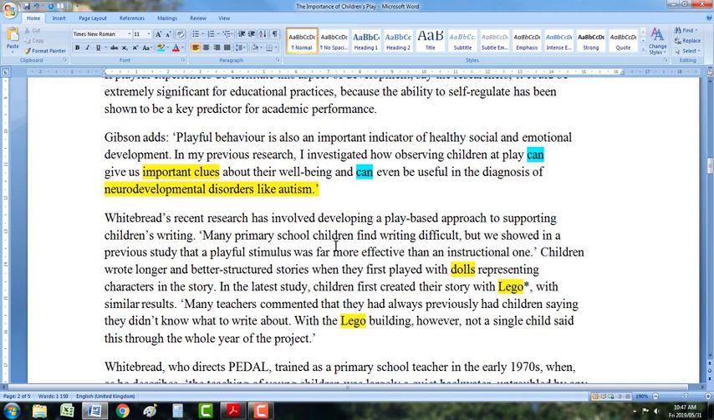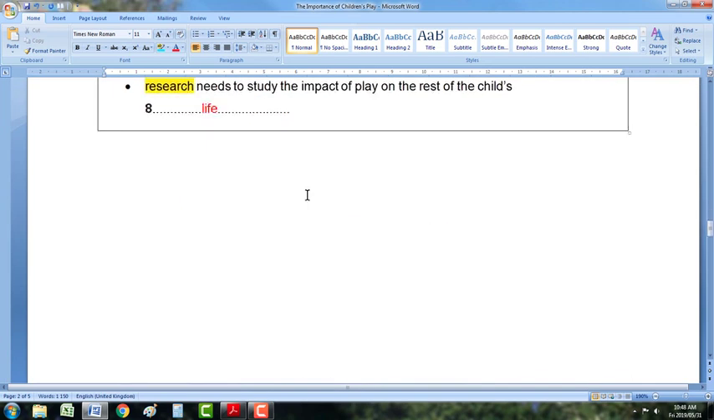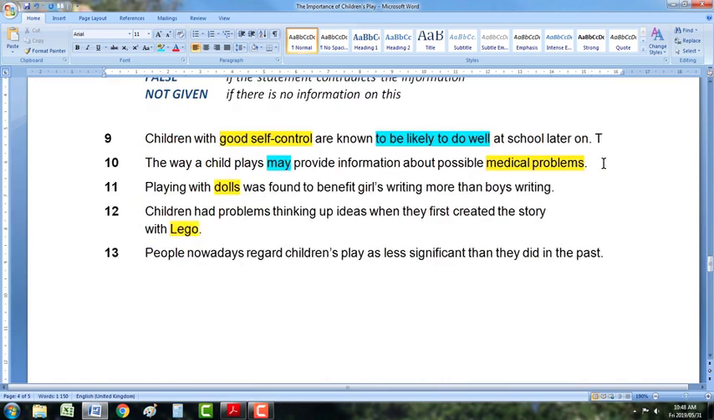And I actually don't like it so much because she just says she investigated it. She didn't say that this was what she found. But anyway, that's just me. So another really difficult one, but what do you think? The way that children play, observing children at play, maybe, may, important information, important clues, be useful, same thing, in possible medical problems. So it's all there. You can't say false and you can't say not given. It's true again, but wow.